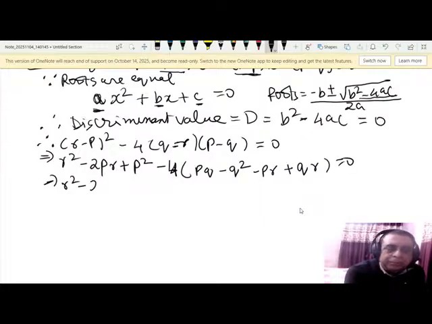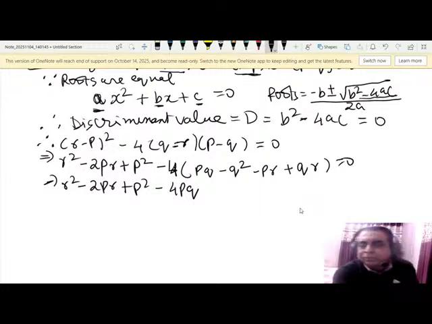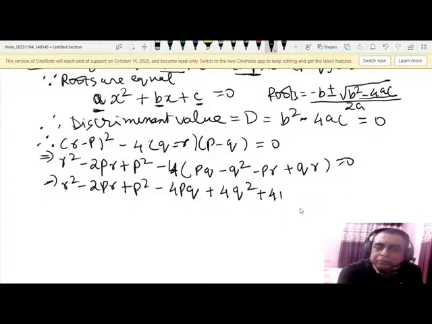r squared minus 2pr plus p squared, minus 4 times the bracket. Multiply all the terms within the bracket with minus 4. So minus 4 times pq is minus 4pq. Minus 4 times minus q squared, minus multiplied with minus is plus 4q squared. Minus 4 times minus pr, that is plus 4pr. Minus 4 times qr is minus 4qr. Its value is equal to 0.